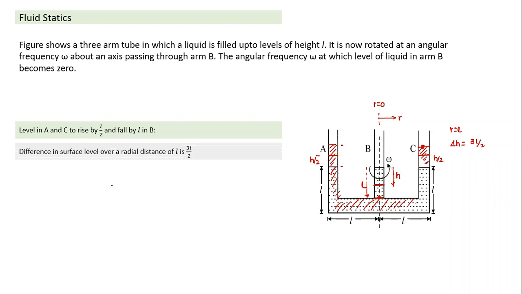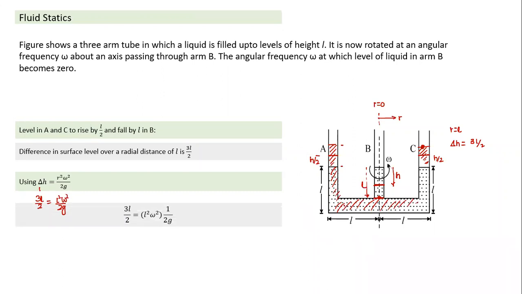So I'll use that equation. The difference in surface level over a radial distance of L is equal to 3L by 2. So which equation may I use? Delta H equals r square omega square by 2g. What is delta H? I'll substitute: delta H is the difference in level, 3L by 2. And what is the distance r? r is equal to L. So 3L by 2 equals L square omega square by 2g. That gives you the value of omega, the angular velocity I need to rotate for this liquid level to become 0. Okay, that's the equation we obtain here.